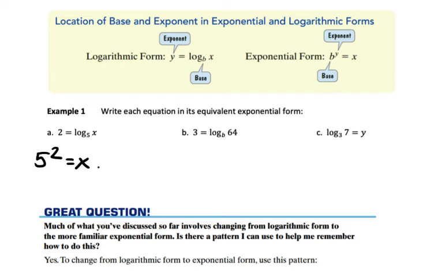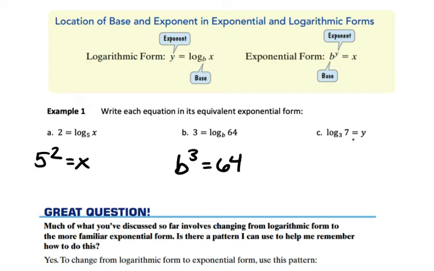Now I know that 5 to the second power is 25, but for these problems in the homework, what they're going to want you to do is to leave it in exponential form so that you have all three parts of the logarithm in your answer. So leave it as 5 to the second equals x. For part B, my base is b, my exponent is 3, and my answer is 64. So b to the third equals 64.